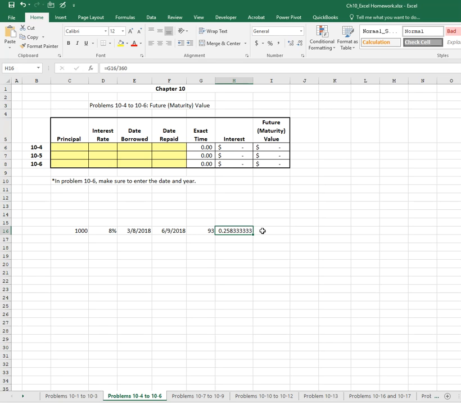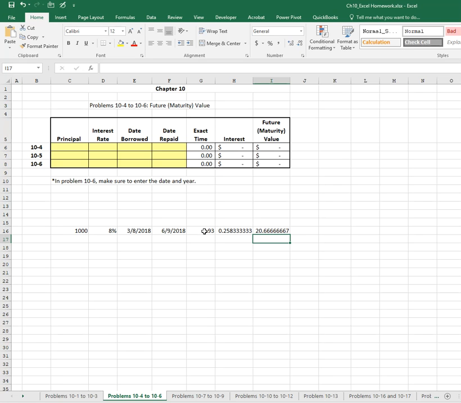Okay, so now if we take our 1,000, start over here with an equal sign, 1,000 times 8% is our full year, and then times the portion of the year that we actually had the loan, we should come up with the interest that we need to pay for our 3-month loan, $20.67.